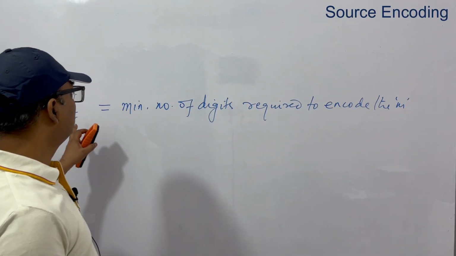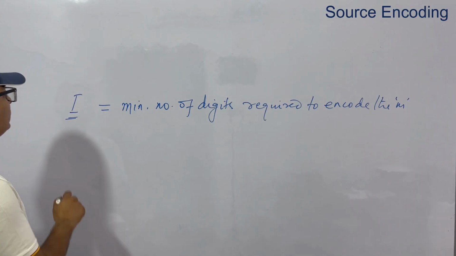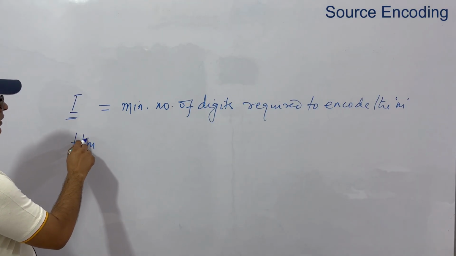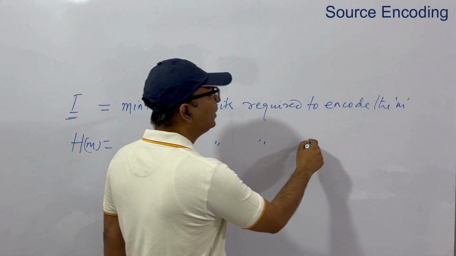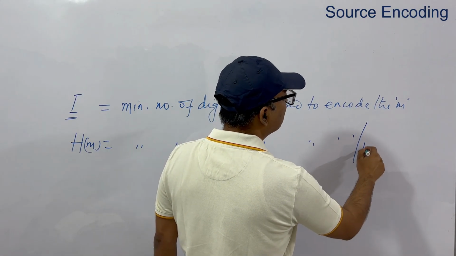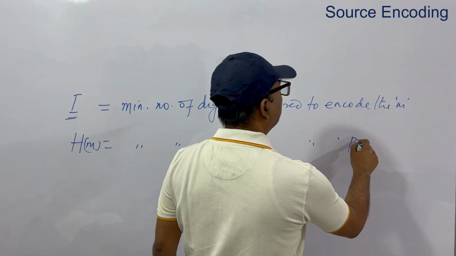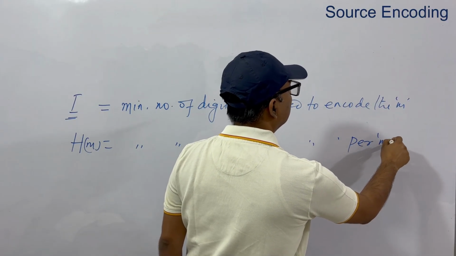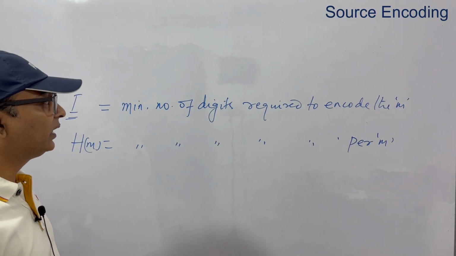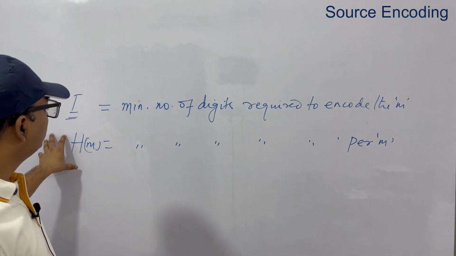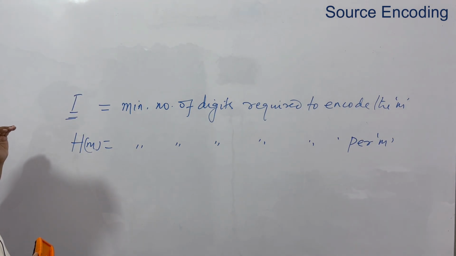Okay, this we have understood in the last class. And what is entropy? Entropy is the minimum number of digits required to encode per message, on an average. That is, on an average, the minimum number of digits required per message to encode is called entropy. This we have seen in our last class.